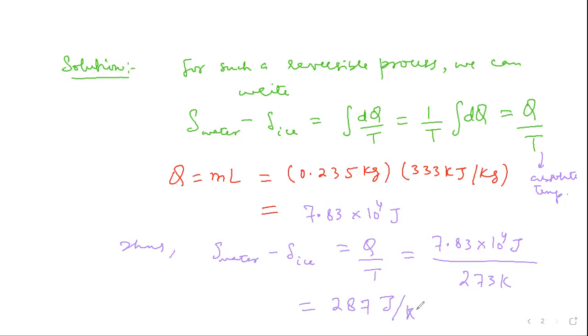287 joule per Kelvin. So this answer completes our analysis of the entropy change of the system. Here ice is my system. Now we can carry the problem a bit further and consider the entropy change of the environment as well.